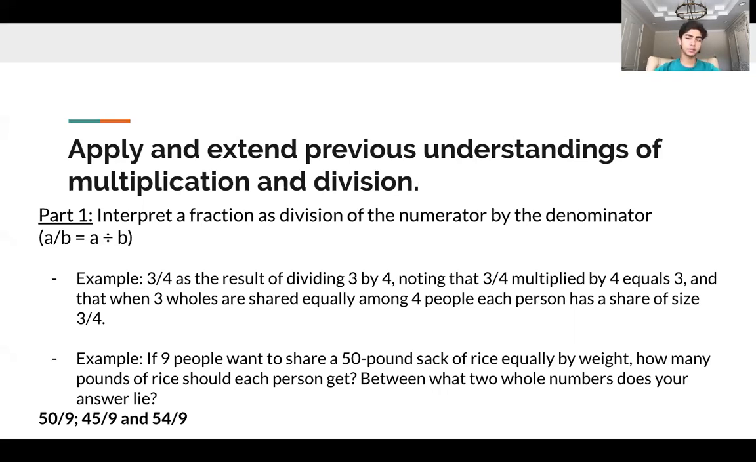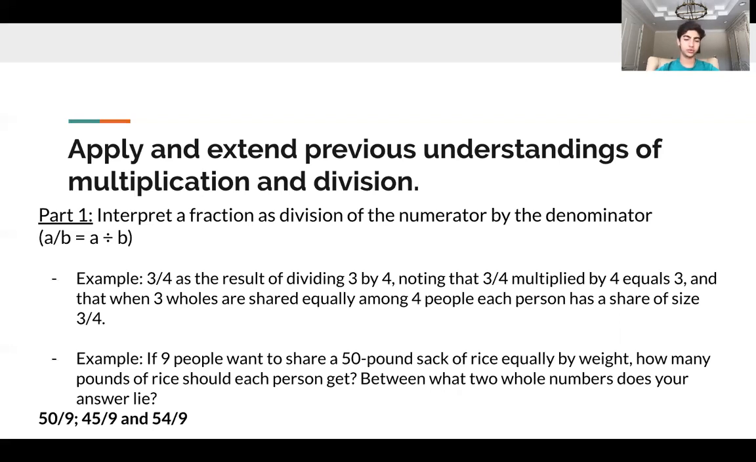Okay, now let's look at a problem where they don't give us the answer and we have to solve it on our own. So it says if 9 people want to share a 50-pound sack of rice equally by weight, how many pounds of rice should each person get? Between what two whole numbers does your answer lie?